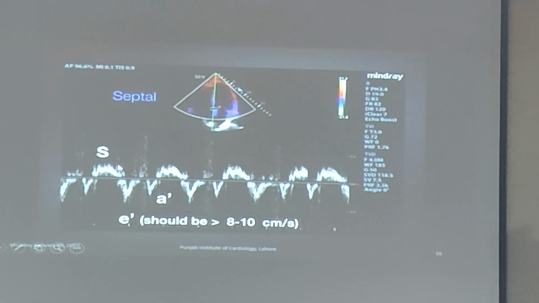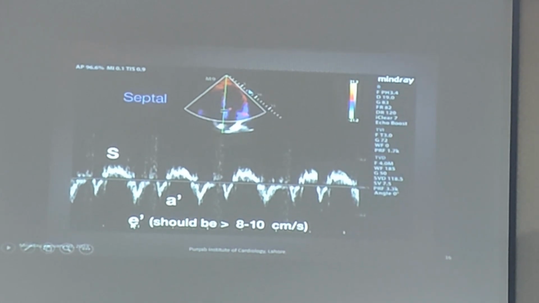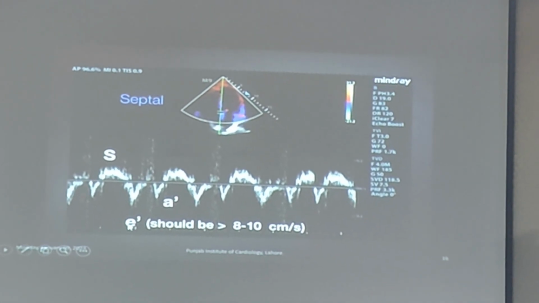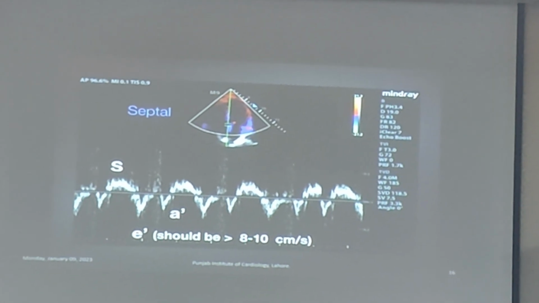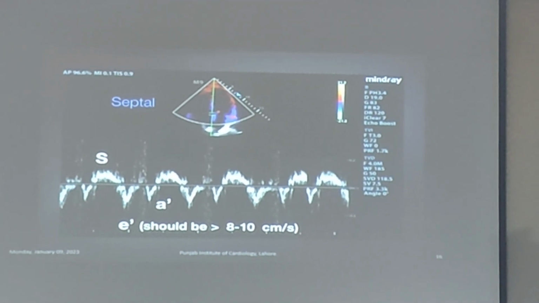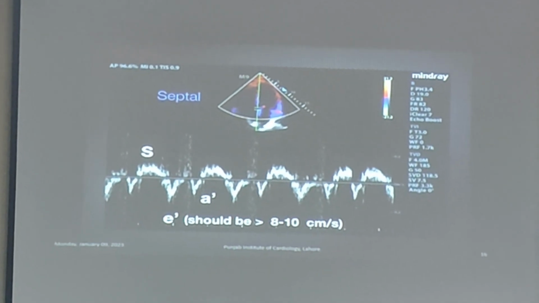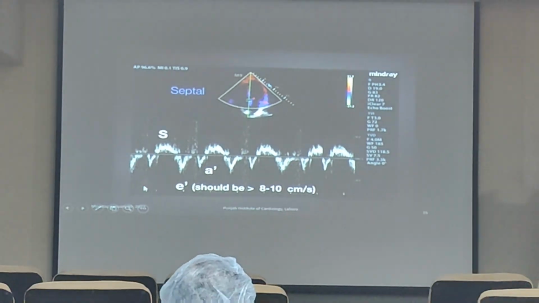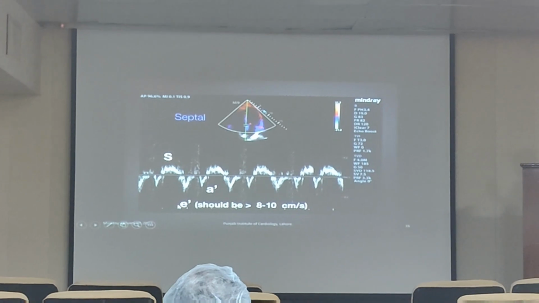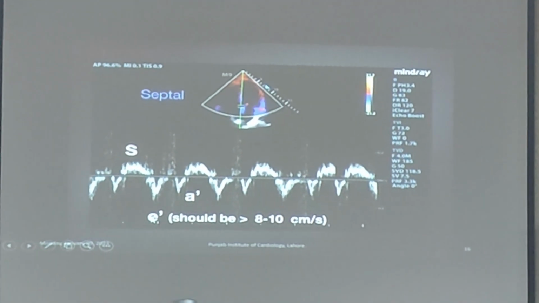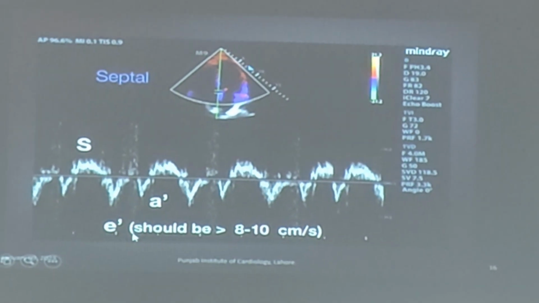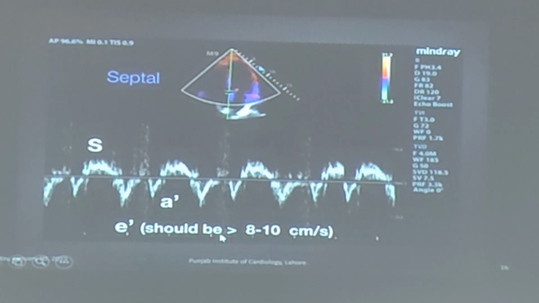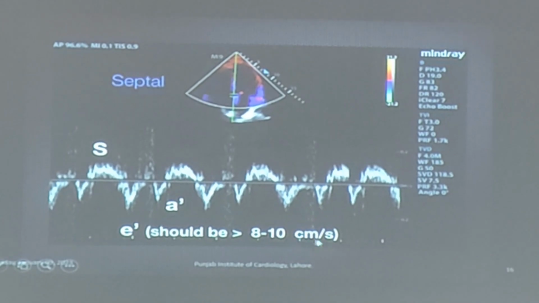This is the septal movement. Again, this is the E prime. That was the pulse and continuous wave Doppler, and this is the TDI, tissue Doppler imaging. That was passive filling E, and it is again passive filling, but it is E prime, and this is A prime. So E prime should be more than 8-10 centimeter per second.